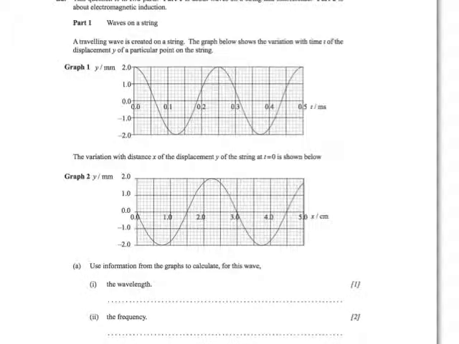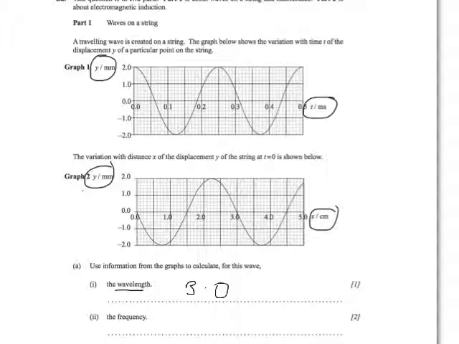In this question, we're given both a displacement time graph and a displacement distance graph. So it should be quite easy to read off all the necessary values. If we look at question 1, we need to look at the wavelength. Wavelength we find from a displacement distance graph. So we need to look at the distance from the equilibrium position to the next equal displacement, which is at 3. So the wavelength would be 3 centimeters.